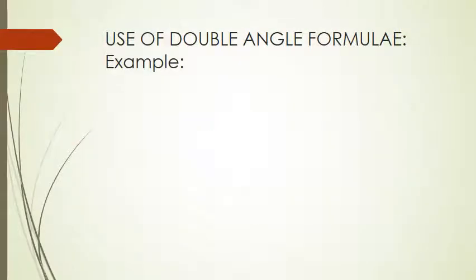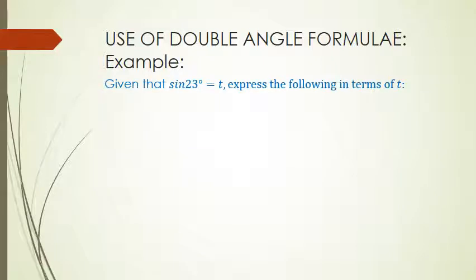Let us have some examples on how to use the double angle formulae. Given that sine 23 degrees equal to t, express the following in terms of t. 1, cos 23 degrees; 2, cos 46 degrees; 3, sine 46 degrees. Let's look at the first one.